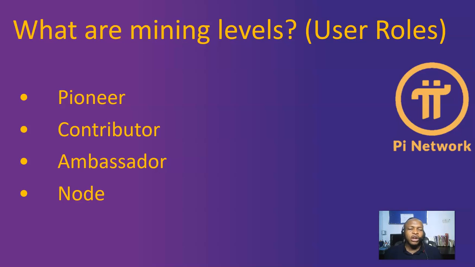Then ambassadors are those that now invite people to join the Pi network. So I give you my code, Jude Umeano, to use as your inviter. When you join with my code, I earn at a higher rate, and you as well earn at a higher rate when you enter with somebody's invitation code. Then nodes are those that actually do the real mining, so they have the Pi network node hosted in their computers or in their homes. So these are the levels or the user roles that allow you to earn at a higher rate.